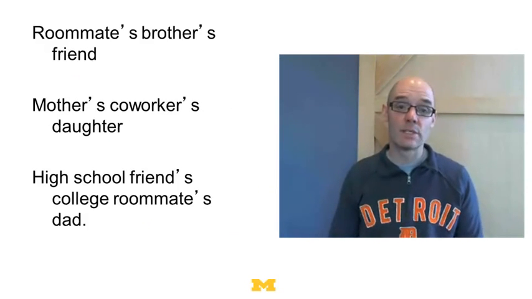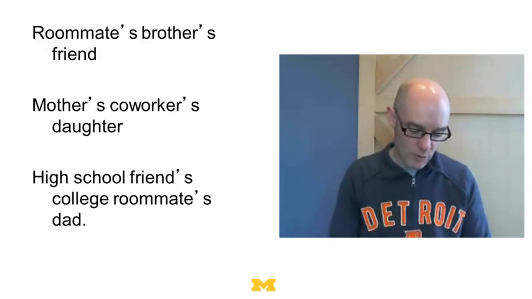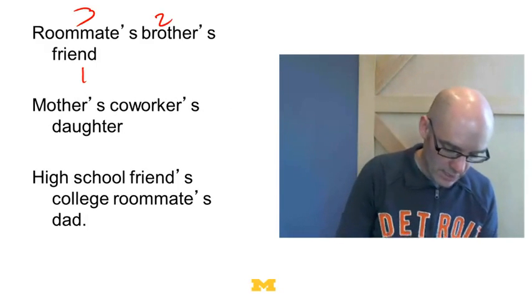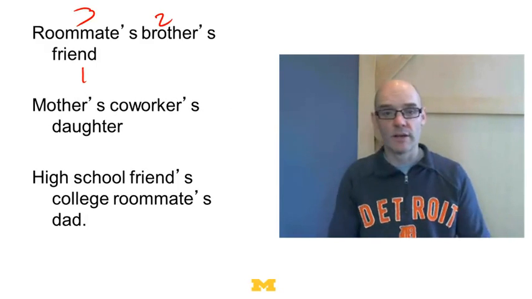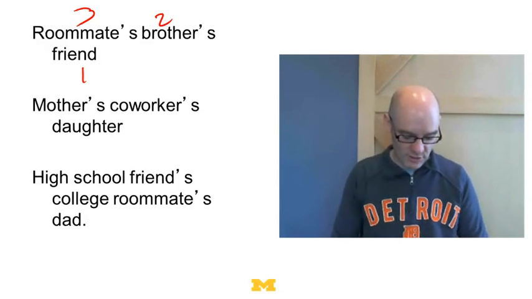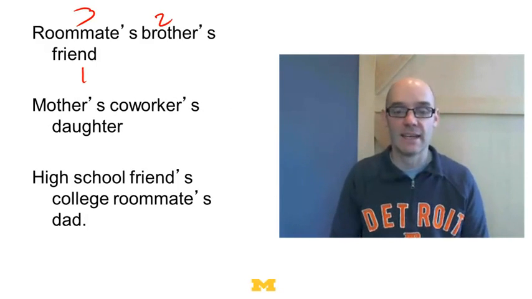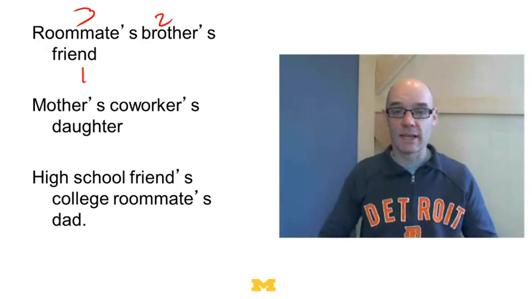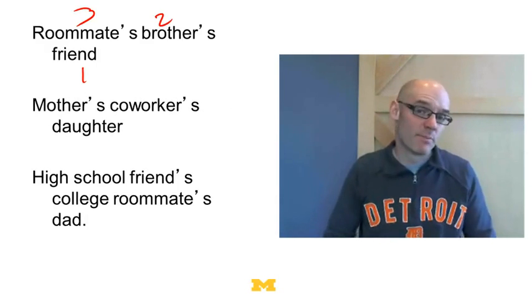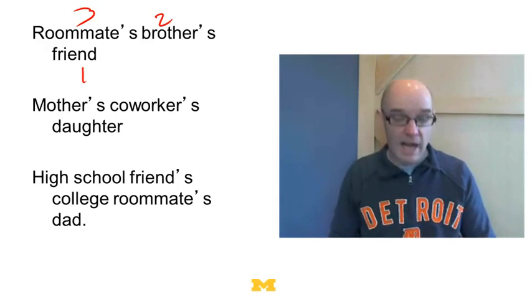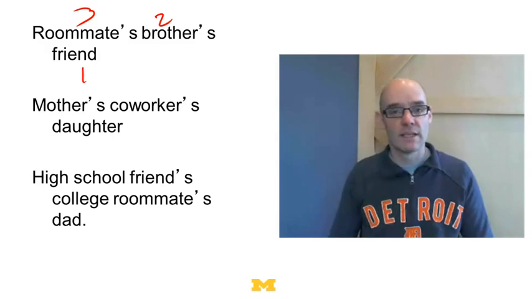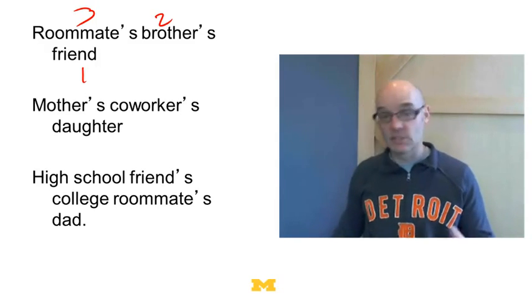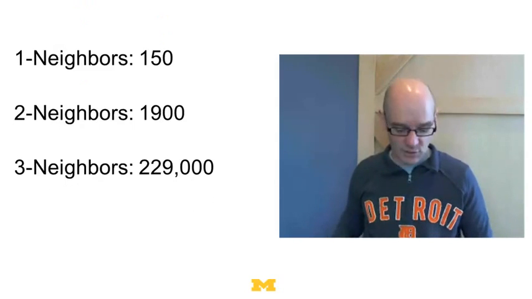Well, let's think about who these 3 neighbors are. So a 3 neighbor could be your roommate's brother's friend, right? 1, 2, 3. Could be your mother's coworker's daughter, 1, 2, 3. Or it could be your high school roommate's, college roommate's dad. Again, 1, 2, 3. So 3 neighbors aren't that far away, and they actually can seem close. They actually become the points of sort of interesting story. Like, I actually got a job with my roommate's brother's friend. He hired me for his firm. It doesn't seem that far-fetched. In fact, it's not far-fetched because, as Granovetter shows, that's how most people get jobs.